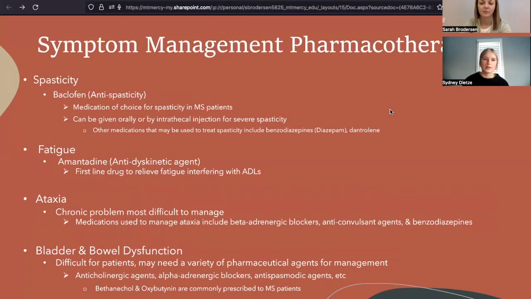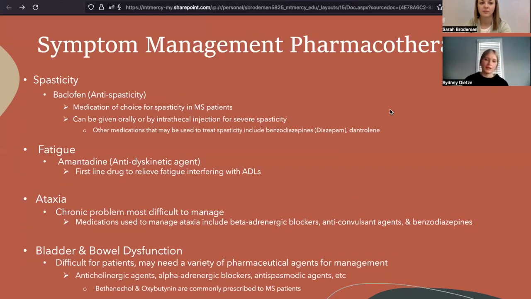So here's some symptom management. For spasticity, baclofen is the medication of choice for MS patients, and it's really common to see these patients on it. It can be given orally or by intrathecal injection for severe spasticity. Other medications may be used to treat it, but baclofen is the first line choice typically.